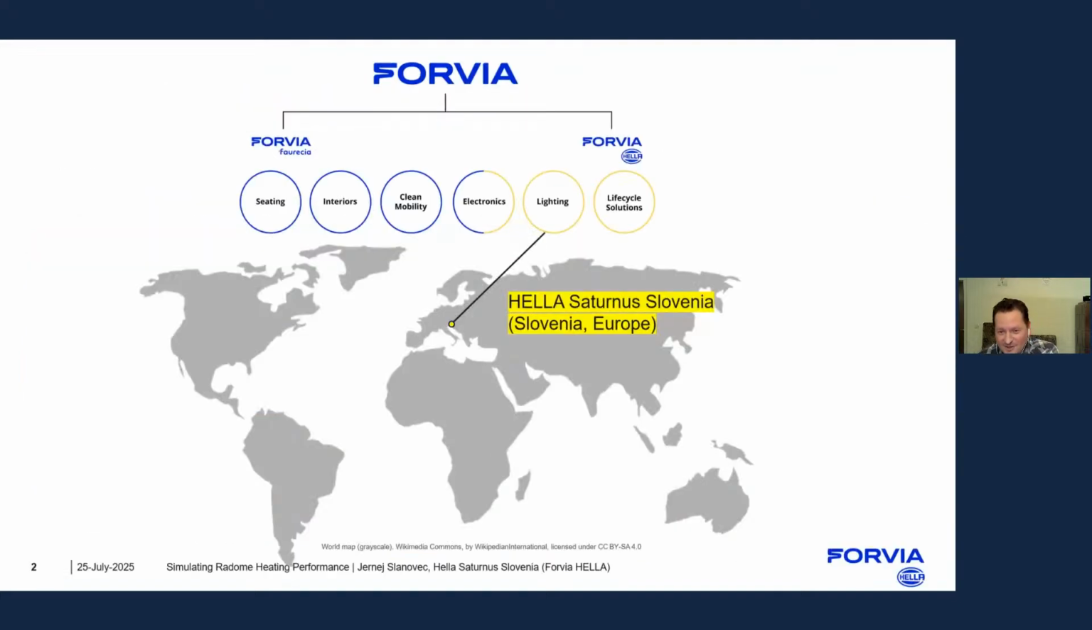Now, before I begin, I must introduce a bit my company and myself. So I come from Hela Saturnus, Slovenia. We are located in Europe, and our company is basically a subsidiary of Hela Group, a global company. And Hela Group, together with Faurecia, forms a bigger entity, Forvia. So this is just for the context why the logos on the slides are such as they are.